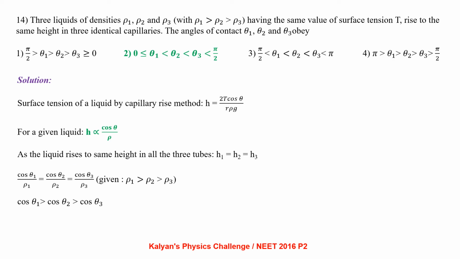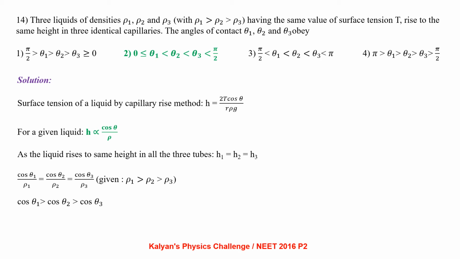Three liquids of densities ρ1, ρ2, ρ3 with ρ1 greater than ρ2 greater than ρ3, having the same value of surface tension, rise to the same height in three identical capillaries. The angles of contact are θ1, θ2 and θ3. Then the relation between them is, as we know, the surface tension of a liquid by capillary rise method is given by the formula h equal to 2T cos theta by r rho g, where h is the height to which the liquid rises, T is surface tension of the liquid, r is radius of the capillary tube, rho is the density of the liquid, g is acceleration due to gravity, and theta is angle of contact.